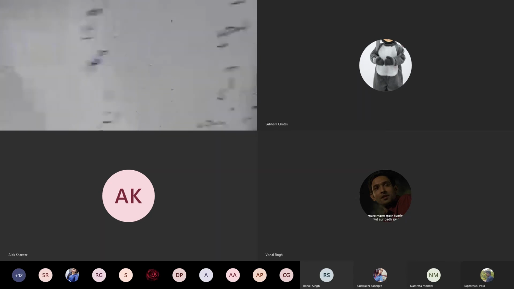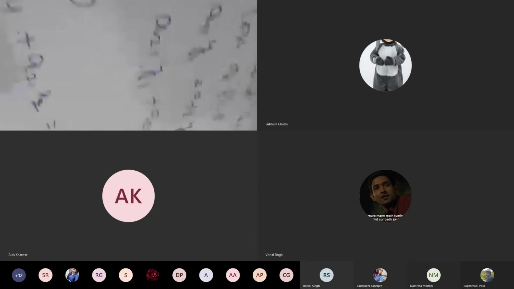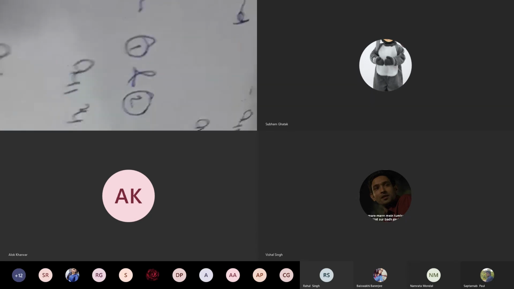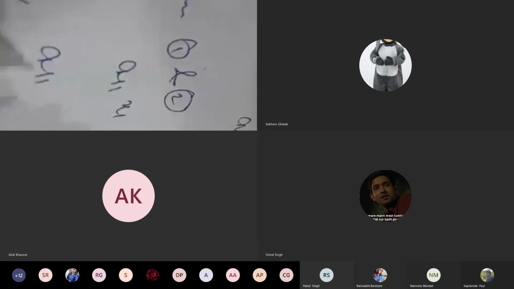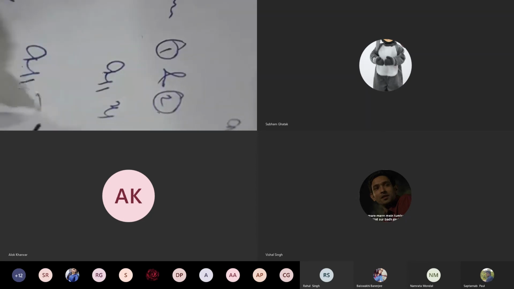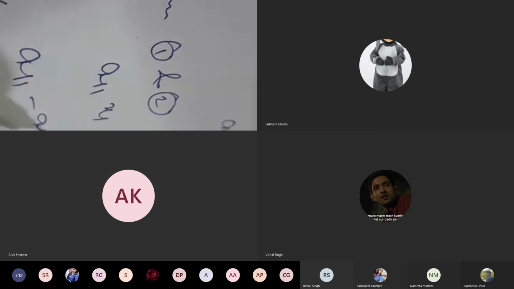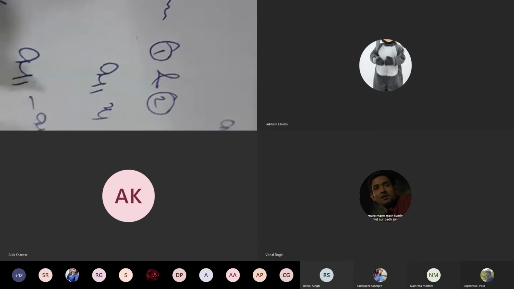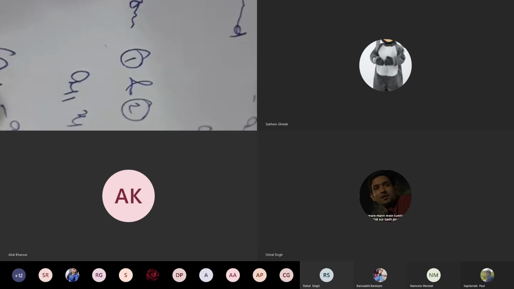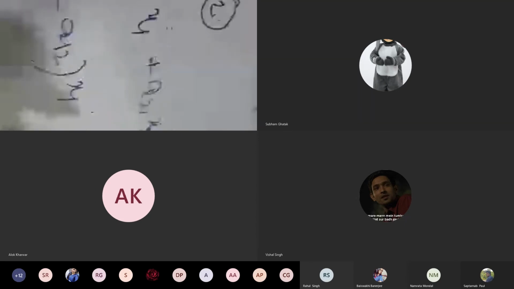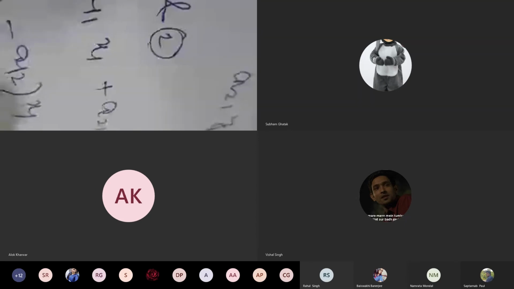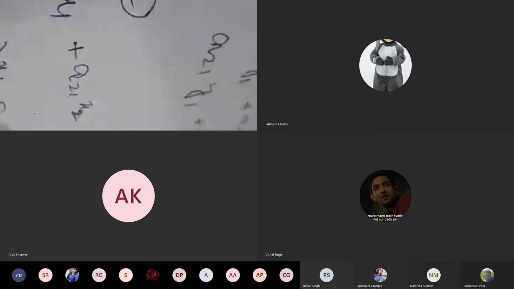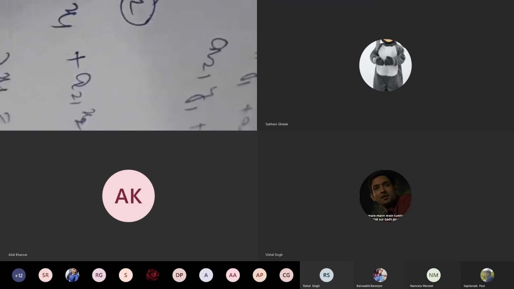Now x1 you take in the left side, so A11 minus A12 in the bracket, x1 is equal to A22 minus A21 x2.